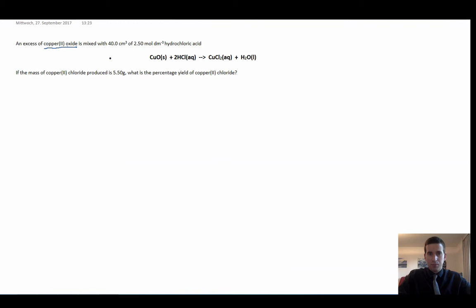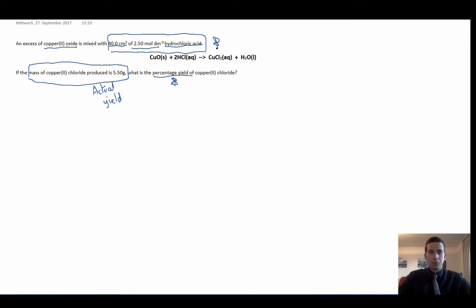Excess of copper oxide, that was the first chemical, is mixed with a certain volume of a certain concentration hydrochloric acid. So we've been given information about hydrochloric acid. You should already be thinking that we start with that. Now, if the mass of copper chloride produced is 5.50 grams, what is the percentage yield? So this is what we are looking for in the end, and we've been given information to get to that point. Now we've been given the actual yield, so we know we'll use that at the end, and then we've been given this information to be able to start us off.